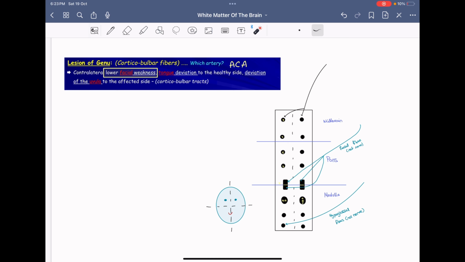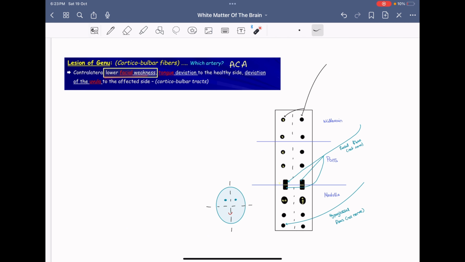Hello everyone, I'm Shahd Mutaz, and today I'm going to be explaining the reasoning behind the symptoms that we can see in a lesion of the genu of the internal capsule. Now, this is supplied by the ACA, so if you have an occlusion of the ACA artery, then you're going to get a lesion in the genu.